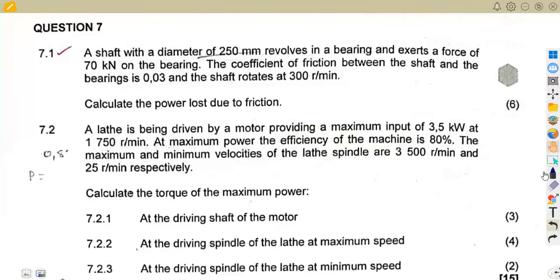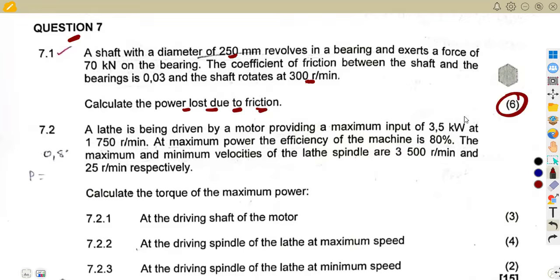All right, question number 7. We are given a shaft with a diameter of 250 millimeters that revolves in a bearing, which exerts a force. We've got the coefficient of friction and the speed, and we must calculate the power lost due to friction.